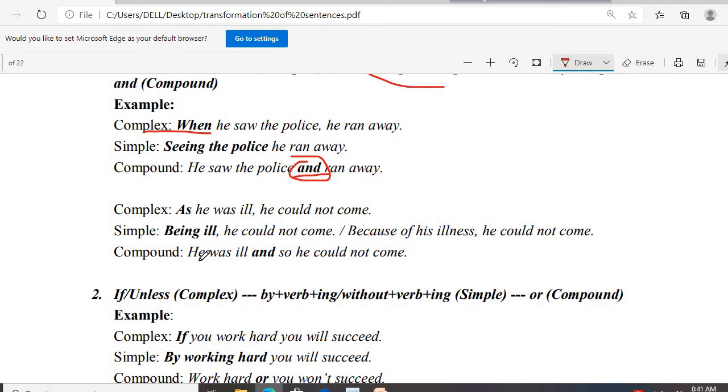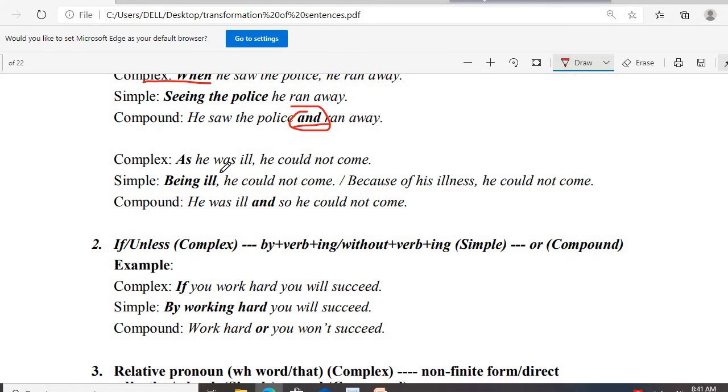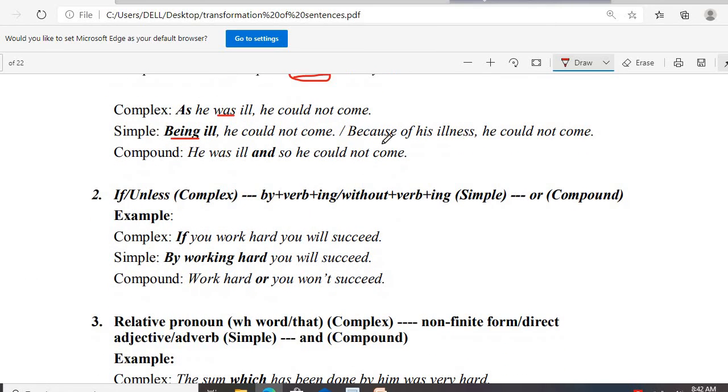Let's see the second example. This complex sentence has been started with as. So as, and there is an auxiliary verb. That's why when you are making it simple, you have used being. So being, and you can use because of also for making the sentence simple.